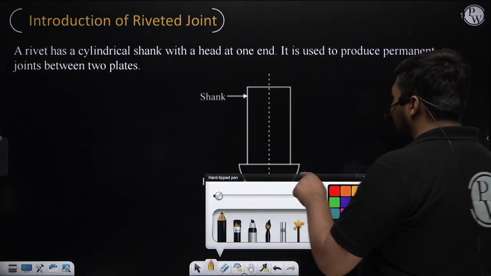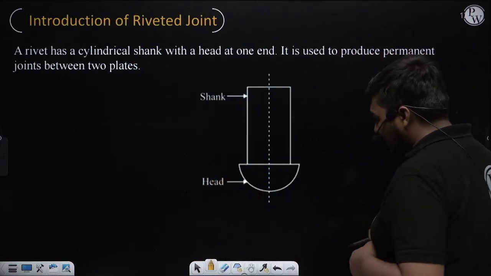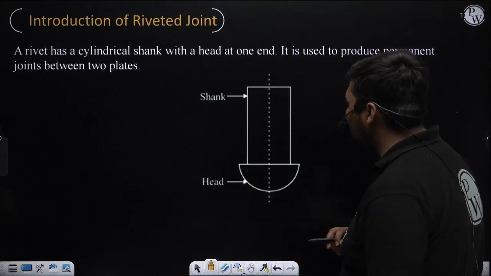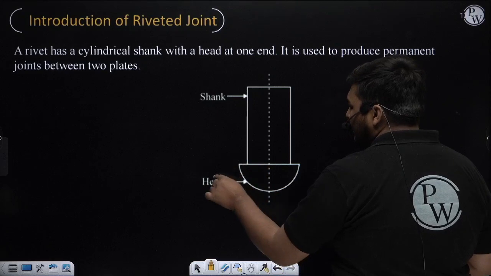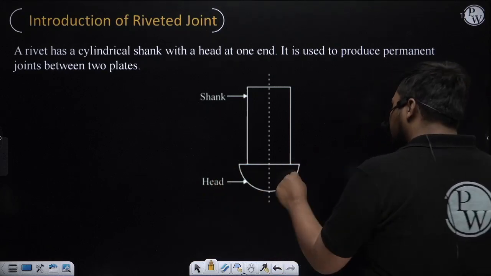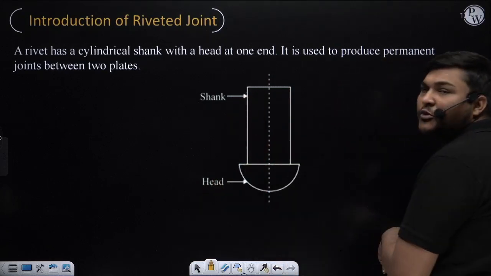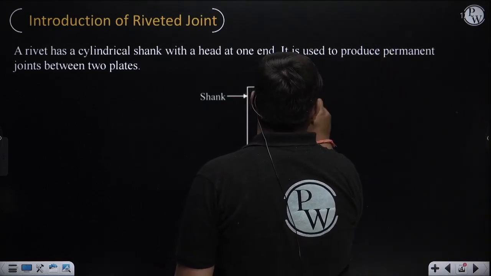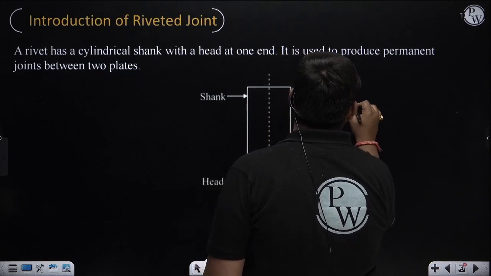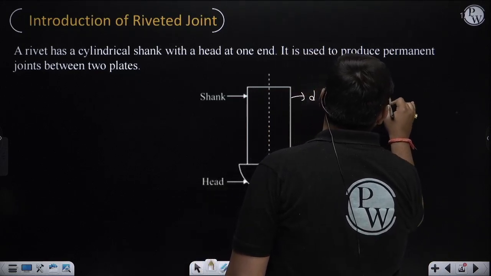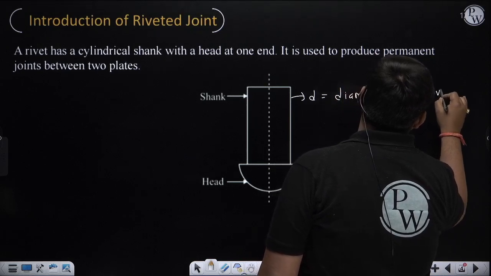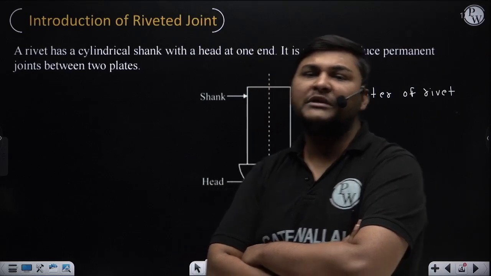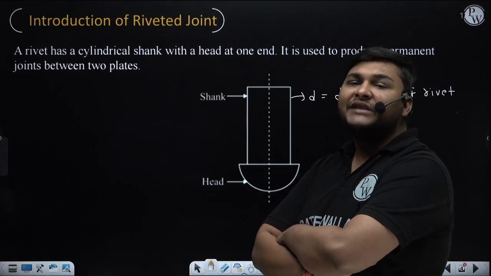This is the basic construction of a rivet. In this rivet, this portion is known as the head. I have already written the name of this portion in this diagram. This portion is known as the shank. Suppose right now the diameter of this shank is small d. Okay, and this is also known as the diameter of the rivet. So whenever I am saying diameter of rivet, I am talking about the diameter of the shank portion of the rivet.